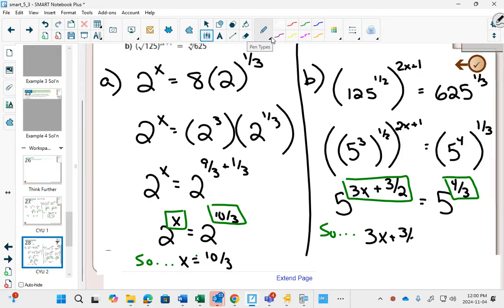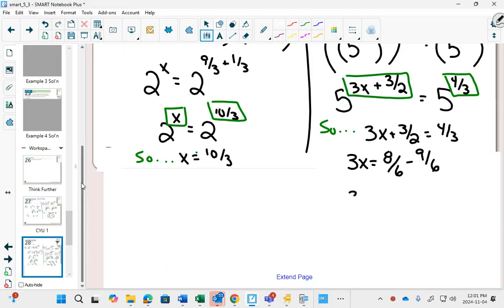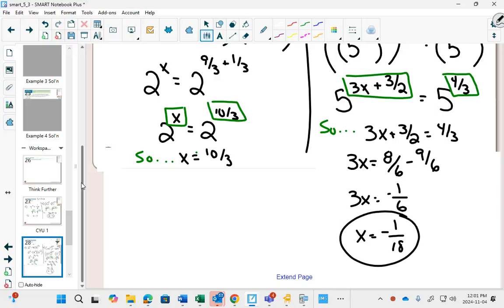3x plus 3 halves has to equal 4/3. And now you just have to solve for x. You have fractions, so maybe you want to move the 3 halves to the other side. You would need a common denominator, so I'm going to make the 4/3 8/6. And I'm going to minus 9/6, which will give me negative 1/6. So 3x would equal negative 1/6. Divide by 3, which is the same as multiplying by 1/3. And I get x is negative 1/18.